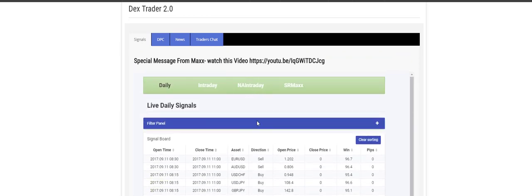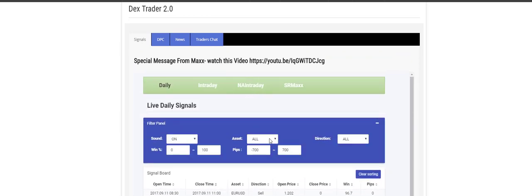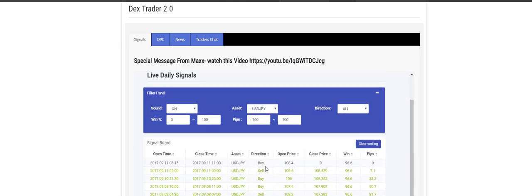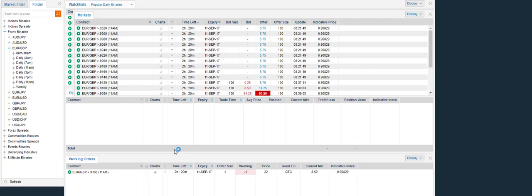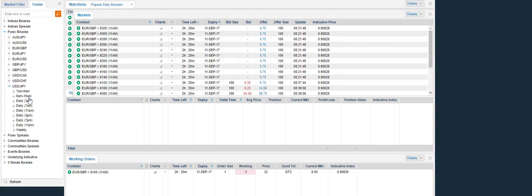I'm going to isolate its variable on here. Go to USD JPY. I'm going to look at the buy side. And there we go. 1, 2, 3. So there's 1, 2 out of 10. So about 80% possibility. So what I'm going to do is that I'm going to jump into a pair here, USD JPY. Come over here, USD JPY.